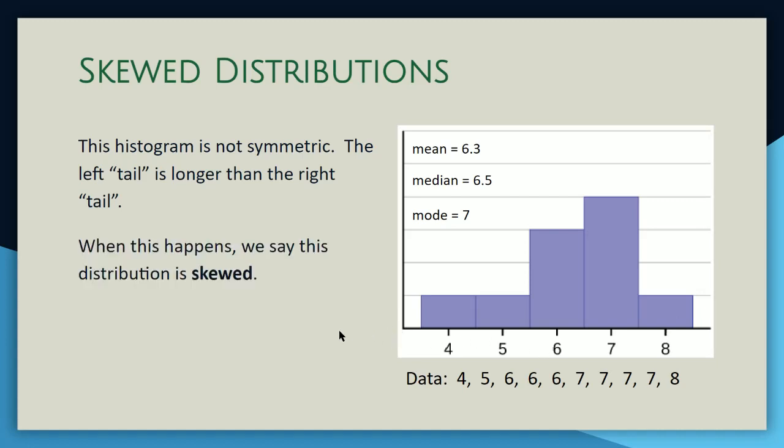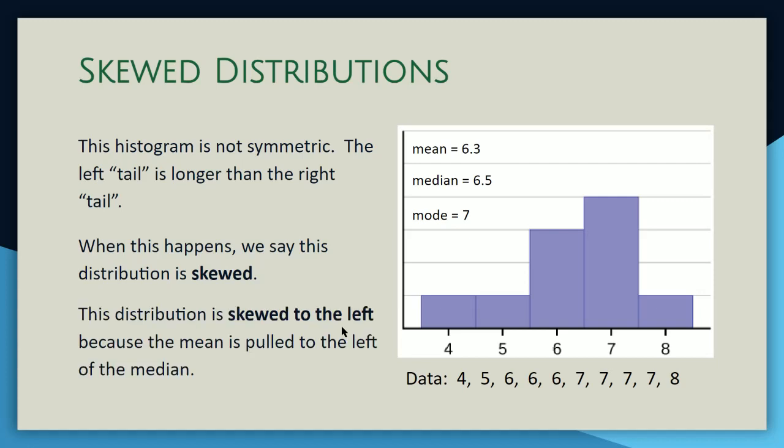When this happens, we say the distribution is skewed, and we call it skewed to the left, or sometimes you'll hear it called skewed towards the smaller values, because the mean is pulled to the left of the median. So the median is at 6.5, right here at that boundary between two bars. The mean is to the left of that at 6.3, right about here somewhere.